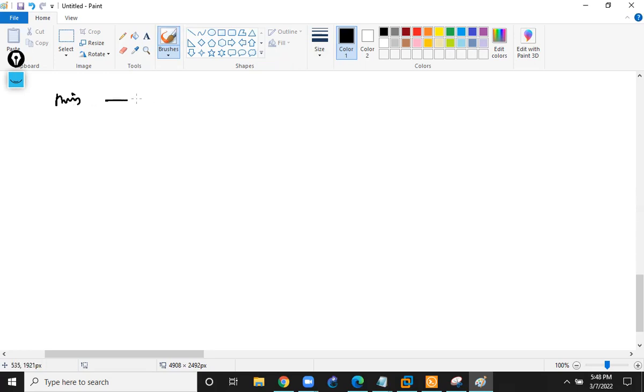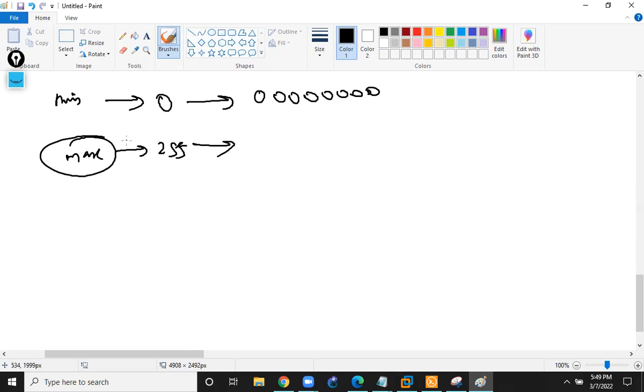Octet, 0, exactly. What is the maximum value of an octet? 255. So the minimum value is when you have all the 8 bits as 0: 0, 0, 0, 0, 0, 0, 0, 0. The maximum value is when you have all the bits as 1: 1, 2, 3, 4, 5, 6, 7, 8. That's the thing.